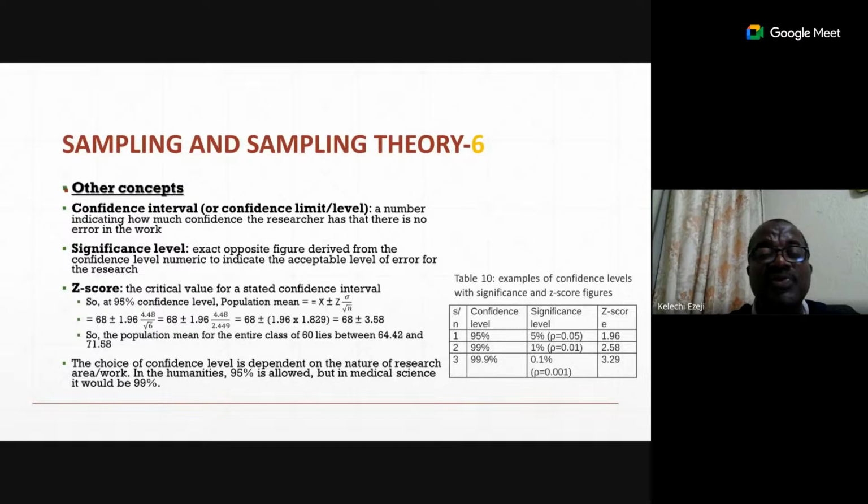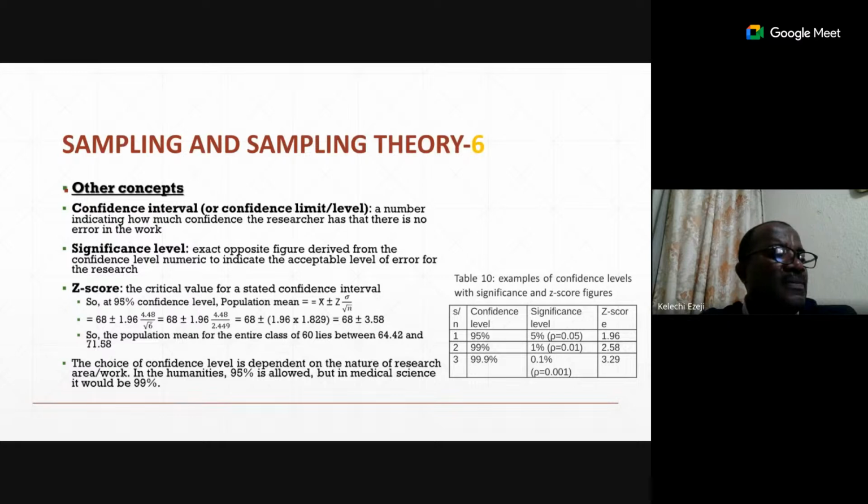The researcher must choose their value at the outset of the work. What is tolerable for your work? In our case, most of the time it is 95%. Values relating to this choice are then applied in calculation throughout the work, as I have stated. The next concept that is of importance in sampling is significance level.